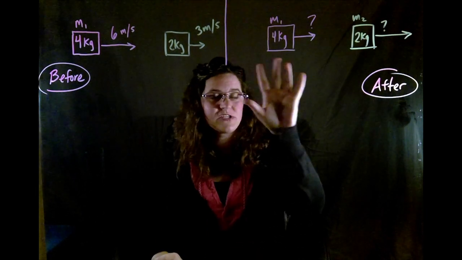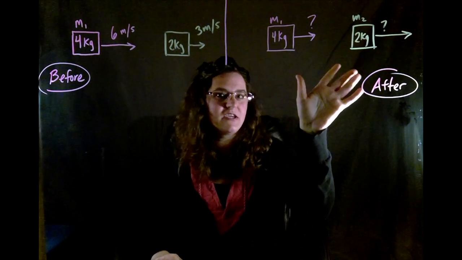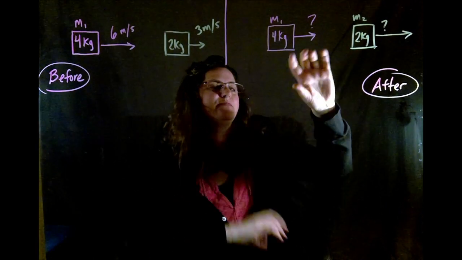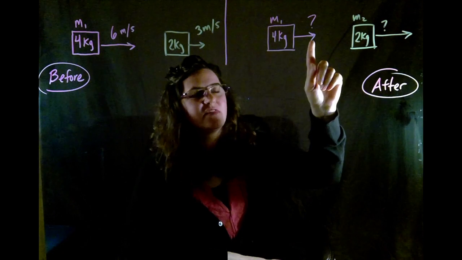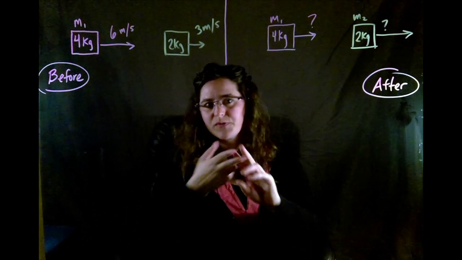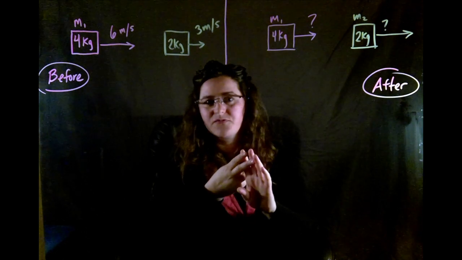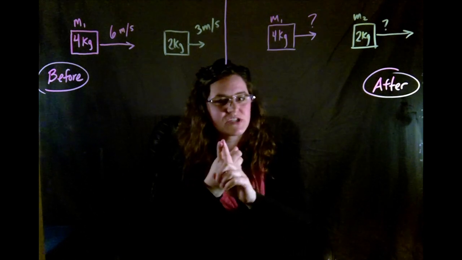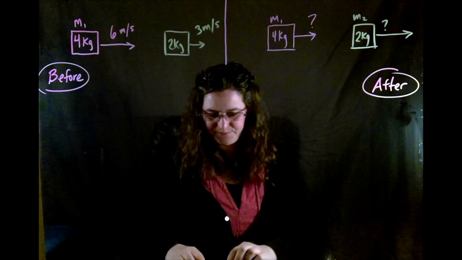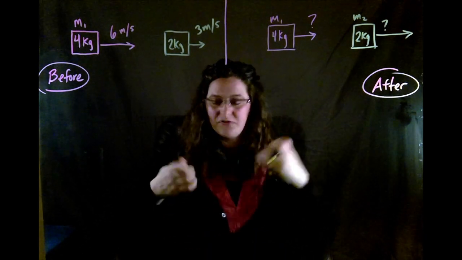Now, at a later time, after they've collided elastically, which means they bounce off of one another, we're being asked to find the final velocity for both of the masses. So you'll notice that we're being asked for two unknowns. If we have only one equation, we can't solve for two unknowns. We need two equations here. So let's go ahead and solve.